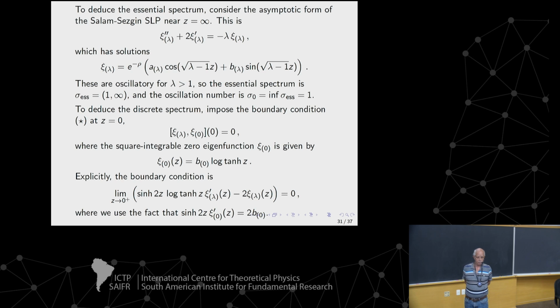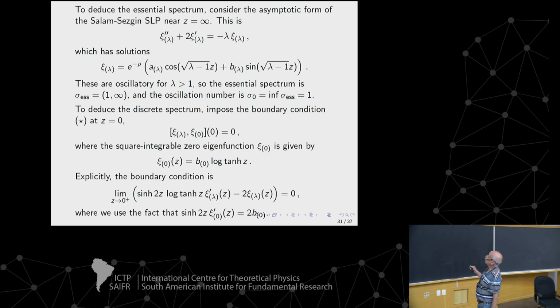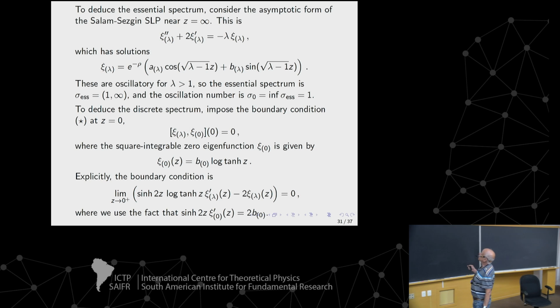To deduce what the essential spectrum is, you have to look at the asymptotic form. Well, in fact, I just did this, right? You have solutions, I wrote it as exponential rising and exponential falling, or you can rewrite it into sines and cosines. They're oscillatory for lambda greater than 1. That's the edge of the continuous spectrum. The essential spectrum is from 1 to infinity, and the oscillation number is the lower limit of the sigma, which is 1.